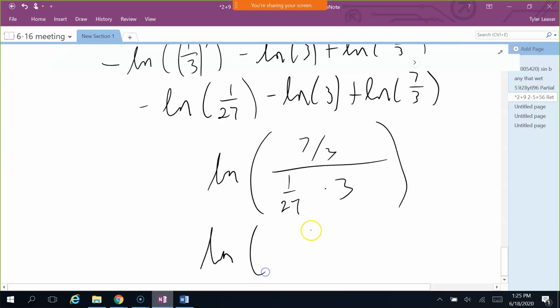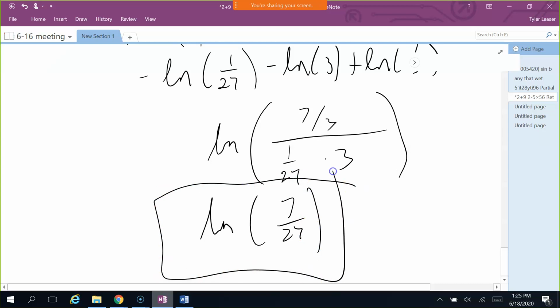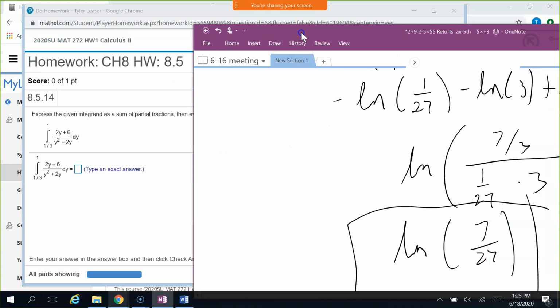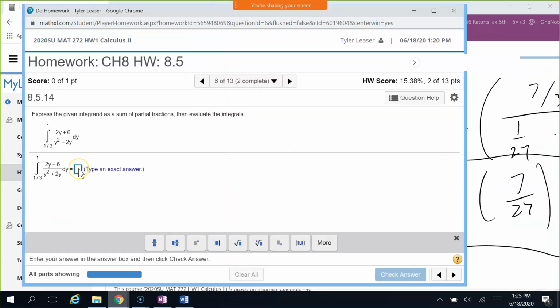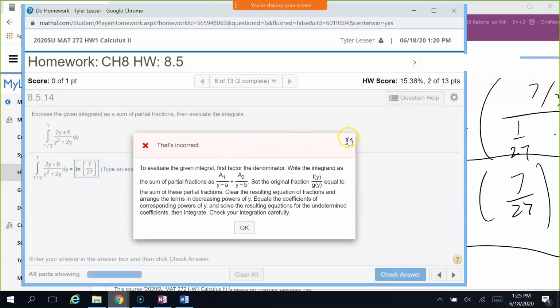And you just try simplifying that down as best you can. I'm not good at this kind of stuff. So it looks like that's going to be a 1/9 now. 7/27, I think, for the final answer. Let's try typing that in and see if that works. Natural log 7/27. Oh no, we goofed it.